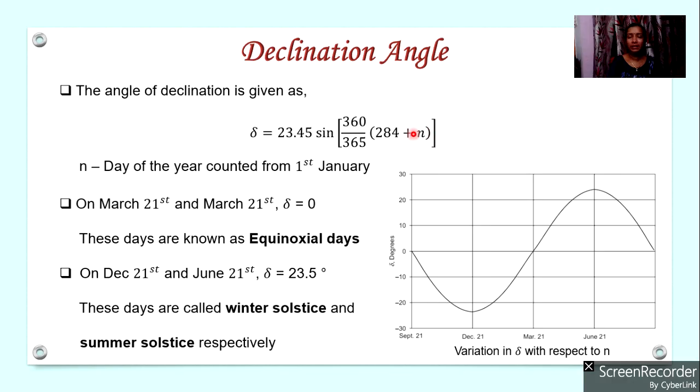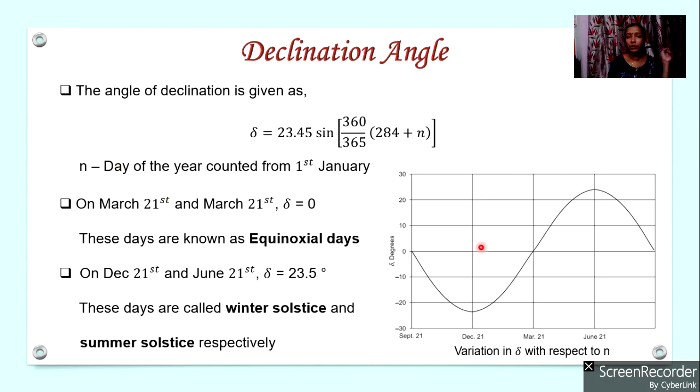This variable n, as we have seen before, is the day of the year counted from 1st January. If we are calculating the declination angle on a particular day, n denotes how many days there are from January 1st to that particular day. So count the number of days from January 1st to the day under consideration. That is denoted by variable n.